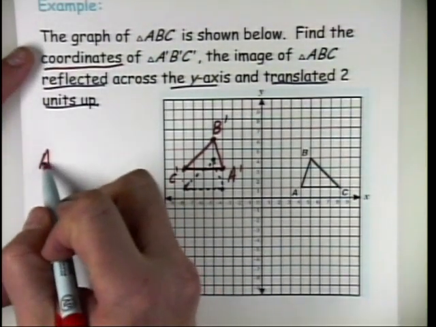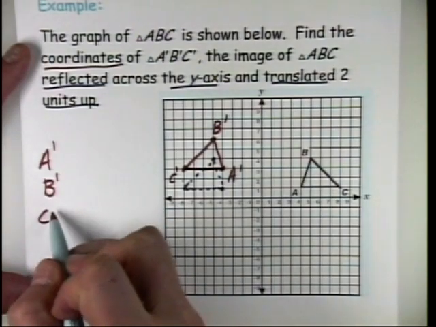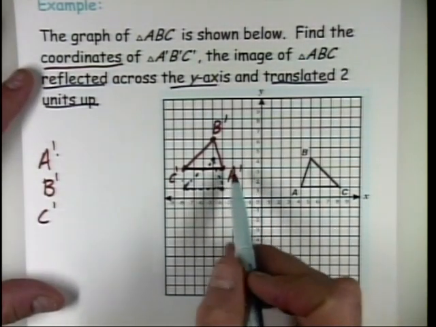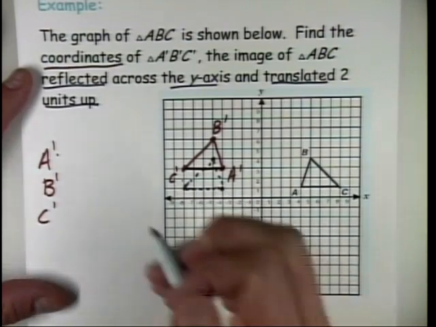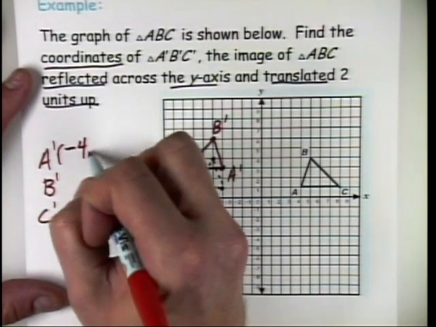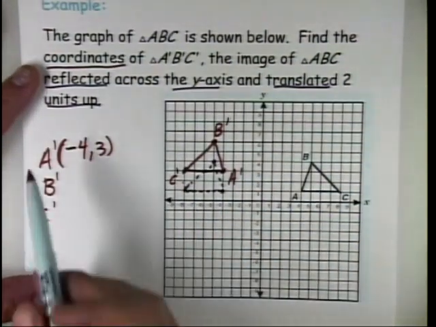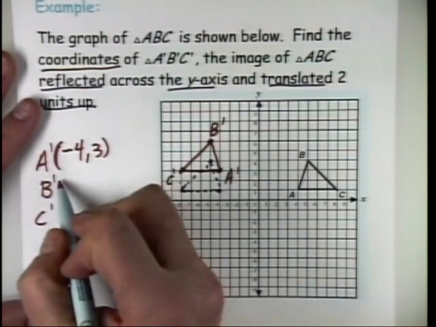So now that we have it drawn, it makes it real easy just to look at our coordinate grid and write the coordinates. Okay? A prime is at the point (-4, 3). And we typically don't write colons or anything. We just put the letter of the point, and then the point follows in parentheses.